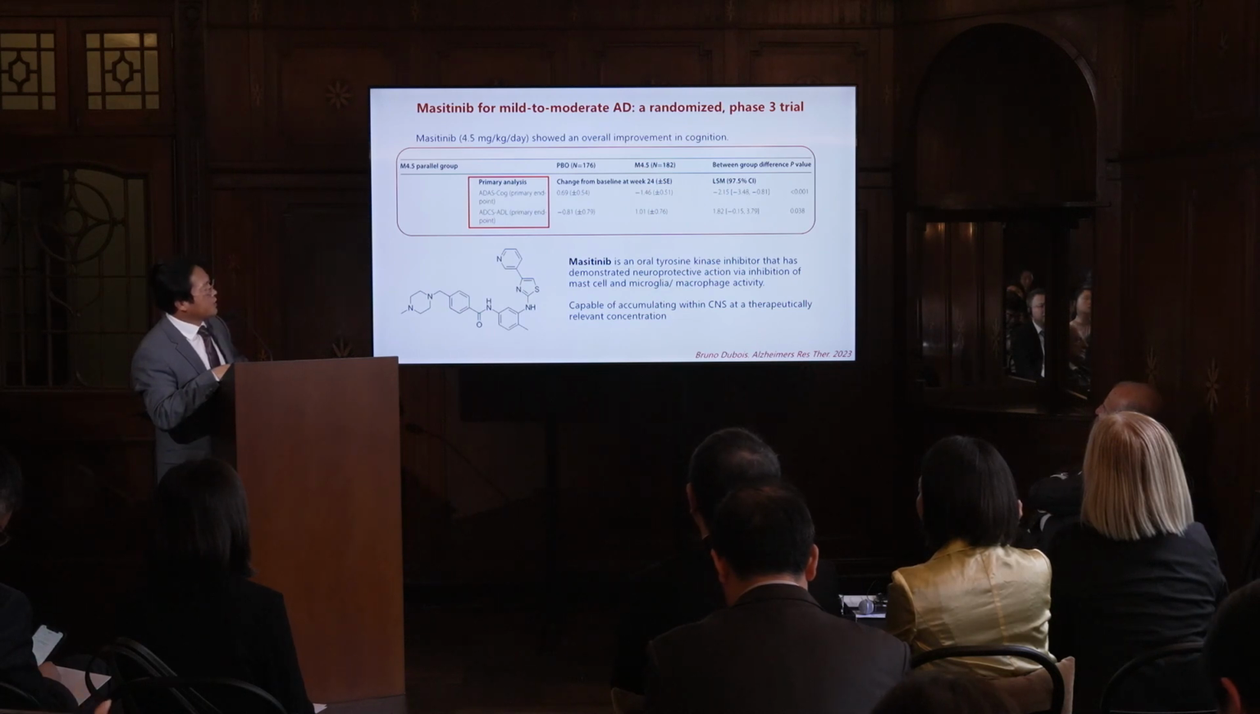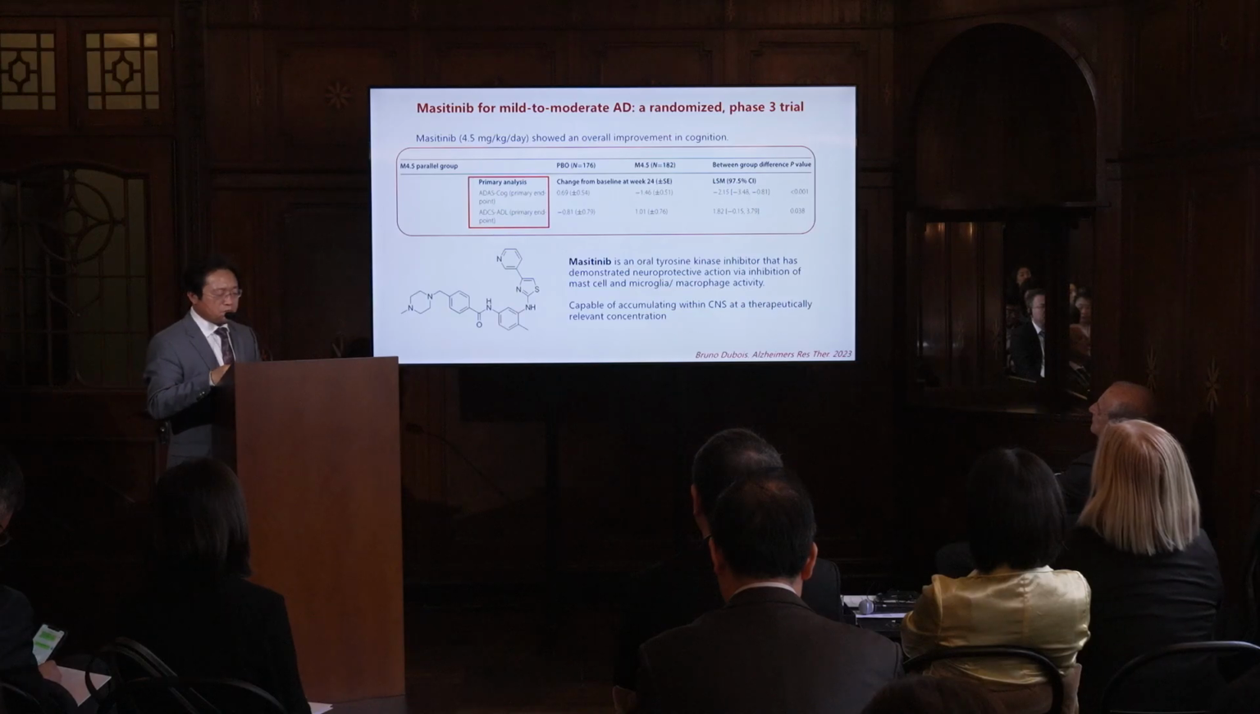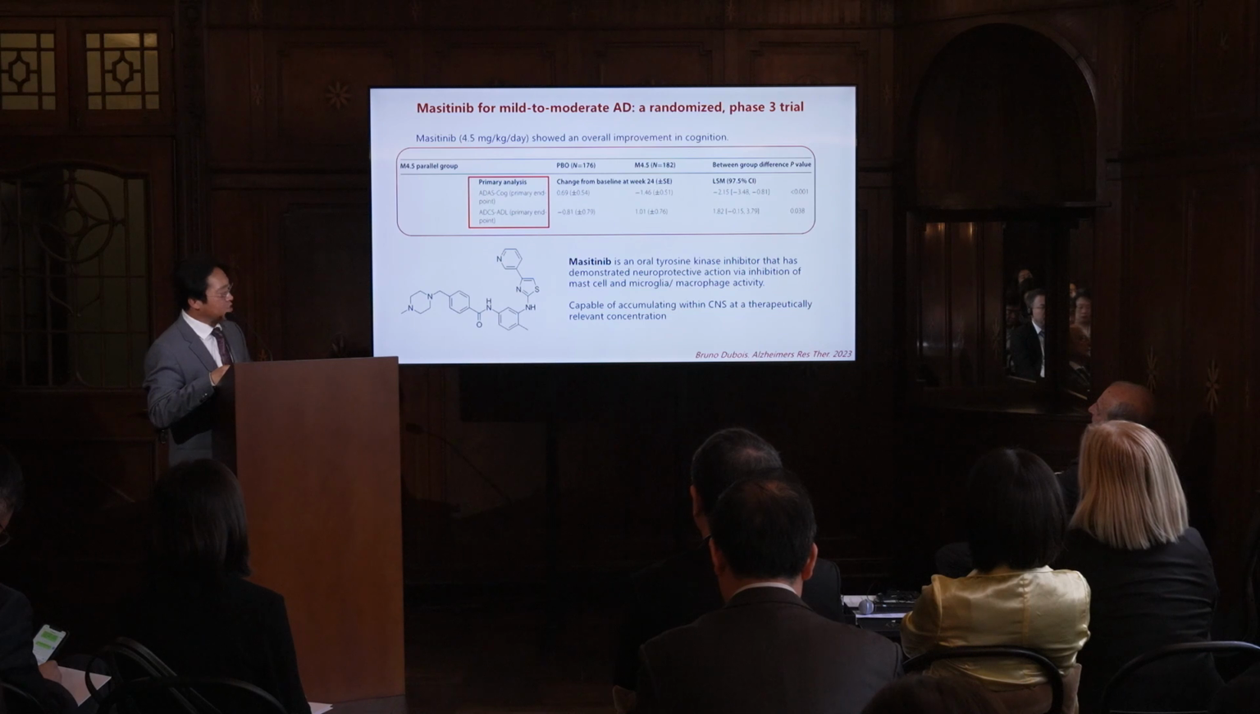Masitinib is an oral tyrosine kinase inhibitor that inhibits mast cells, microglia, and macrophages. In this trial, the number is not very big, but it does show that administration of this molecule has some effect in slowing the deterioration of cognitive function. So we see anti-inflammatory properties on the horizon, and we see already some promising tendency.